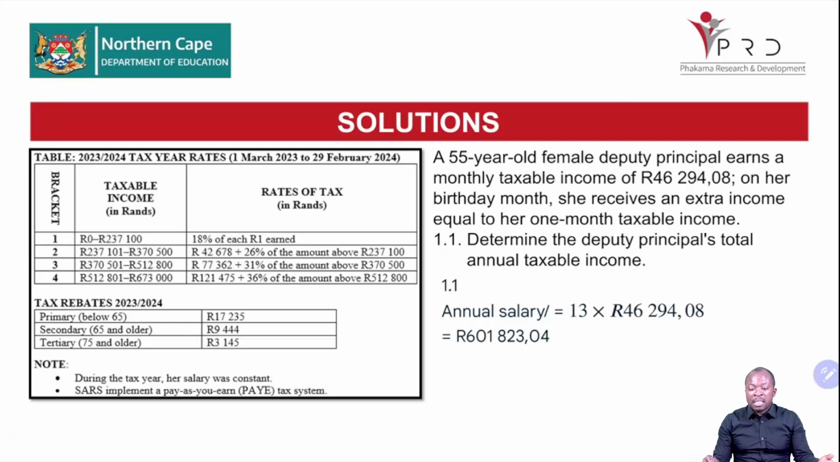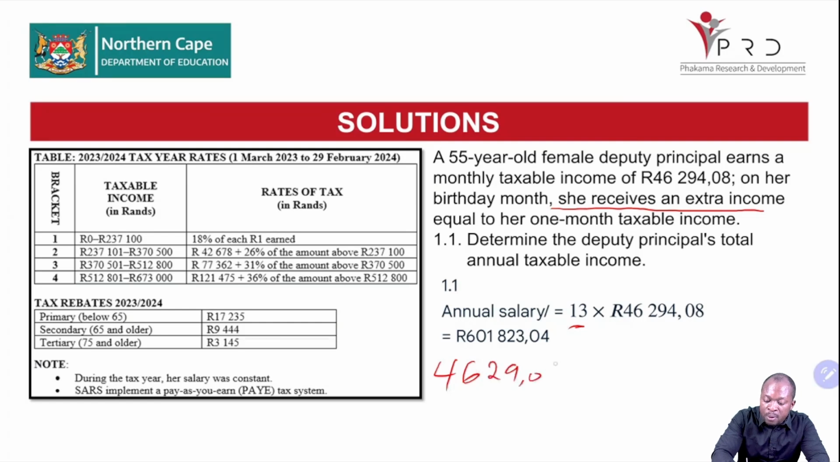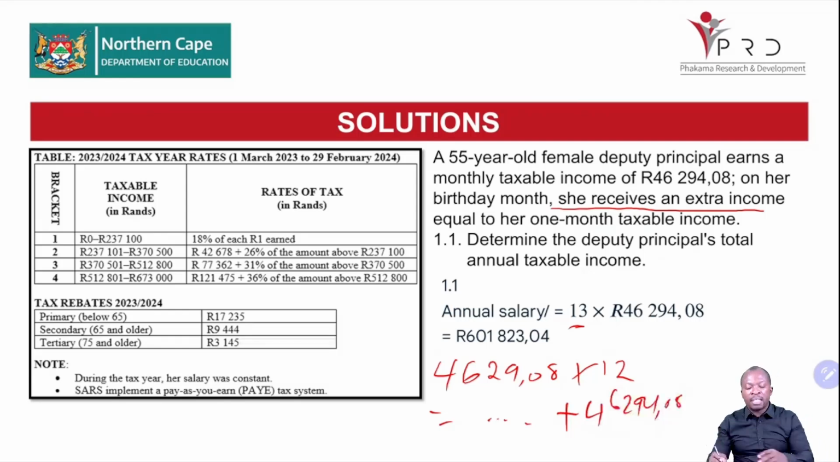The first one, they wanted us to find the annual. Can you see? On her birthday, she receives an extra income. So how many incomes is she receiving in the year? 13 of them: the one from January to December plus the bonus. That's why you see me writing 13 there. Or you could have said 46,294 and 8 cents times 12, then whatever answer you get plus the bonus, which is 46,294.08. It will still give you the same amount.